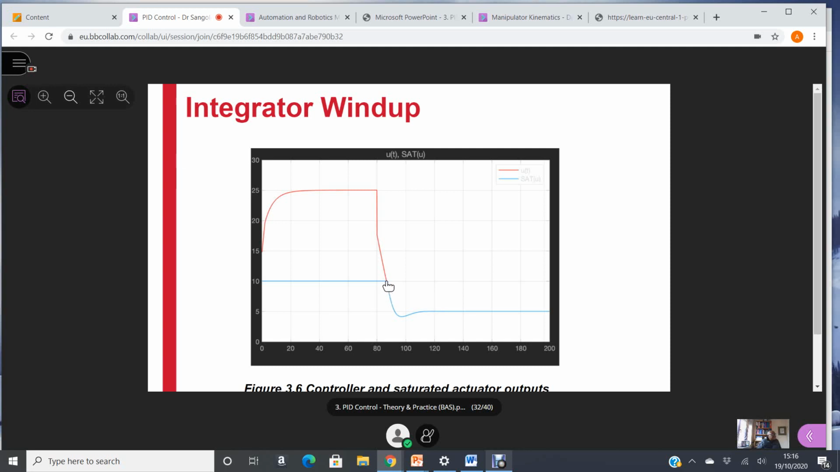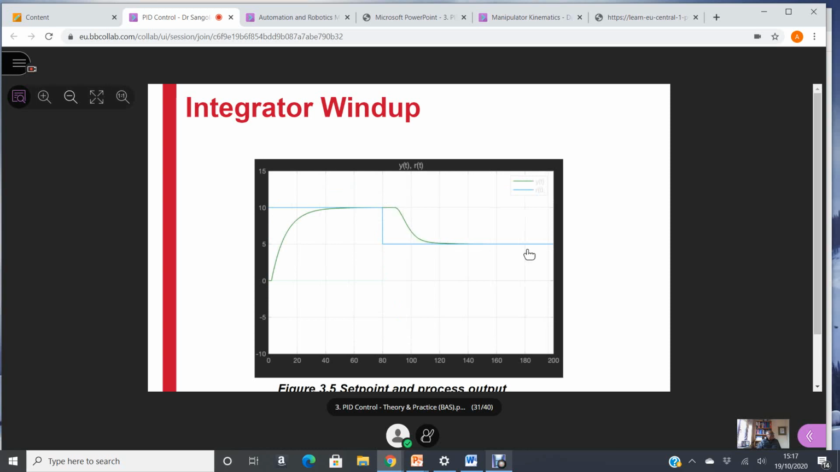Right, okay, so up to this point, we're operating in the saturated region of the actuator, in spite of the fact that the controller is demanding more. The actuator can only actually deliver that. But once the demanded value from the controller falls within range, then you see that the actuator now behaves properly. It's delivering within its limits, and the output of the controller is then able to respond and then settle down.